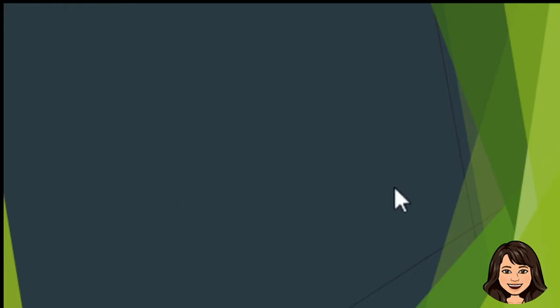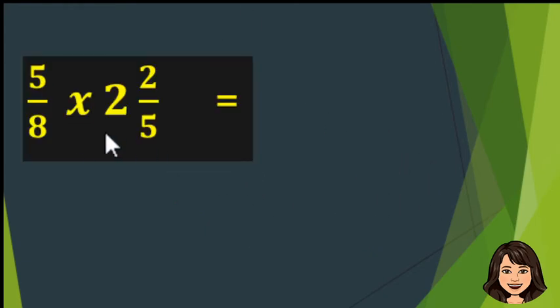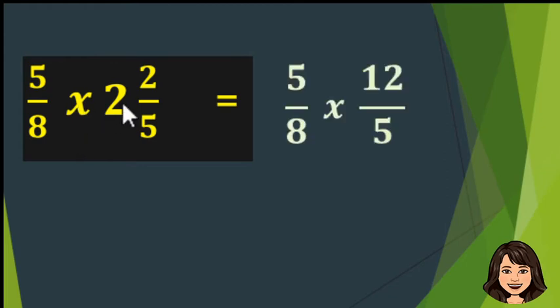Another example, you have here 5/8 times 2 and 2/5. Change 2 and 2/5 to mix and then multiply. Here is another way of multiplying fractions easily. Use cancellation method. So what is the GCF of 5 and 5? Of course, it is 5. So divide by the GCF 5, you have 1. 5 divided by 5 equals 1.